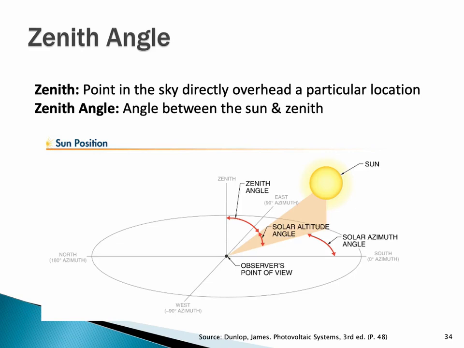We've seen this before. The zenith angle is directly overhead, and we can plot the course of the sun in degrees above the horizon, or elevation or altitude above the horizon, and then azimuth, which is degrees on the horizontal.